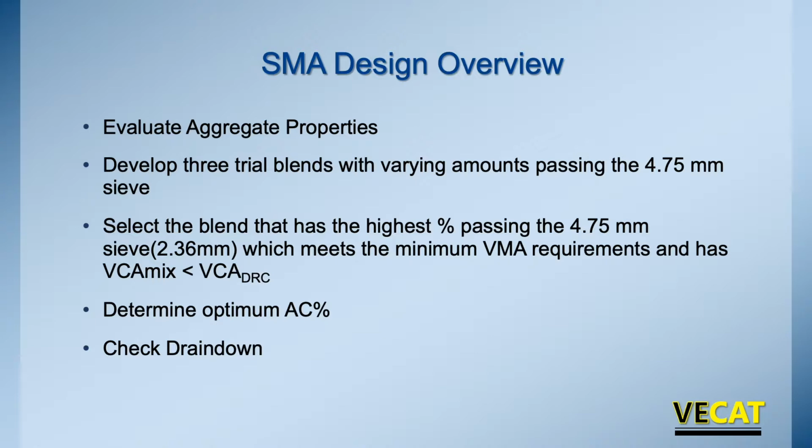Some of the things that are going to drive this PowerPoint slide is the evaluation of aggregate properties. We're going to develop 3 trial blends with varying amounts passing the breakpoint sieve, depending on which mix you're using, and we'll talk about the breakpoint sieve in a minute. We're going to select a blend that has the highest percent passing the 4, which meets minimum VMA requirements, and a VCA of the mix that passes during production, but it's recommended, it doesn't always mean that's the case. That's the design you're going to go with. We're going to determine the optimum AC content and check drain down.